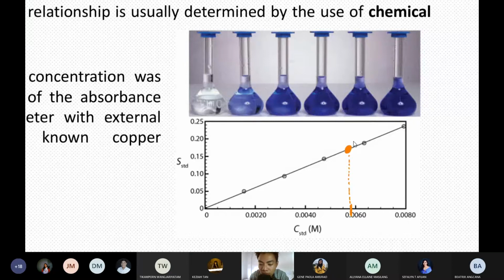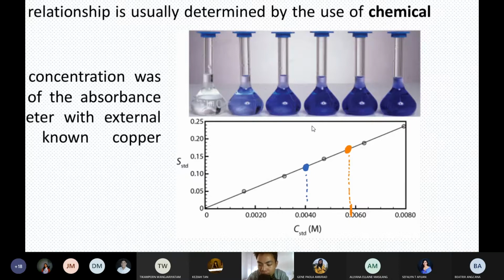Suppose you do another chemical analysis with another sample and the response is somewhere here. That's the instrument response. You can also extrapolate the data by using y equals mx plus b. You solve for x because y is already given. Y is the instrument response, and x will represent your concentration. So you can solve for x with that.